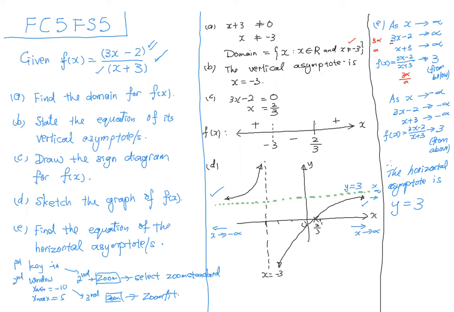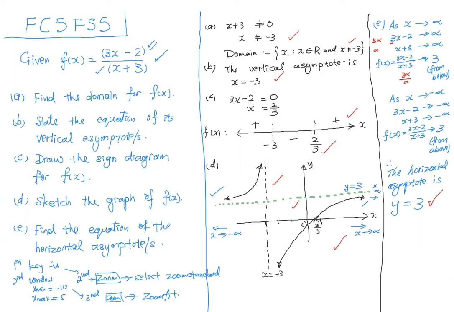Class, you see, this one in the exam, for your quiz, I can come out as 1 question. So I want to test your domain. You got 2 marks here. Vertical asymptote, 1 mark here. Draw sign diagram, 2 marks here. All must be correct. Sketch the graph. State the horizontal asymptote, state the vertical asymptote, 3 marks. Then part E, if I say find the equation of the horizontal asymptote, you just tell me, I give you 1 mark.